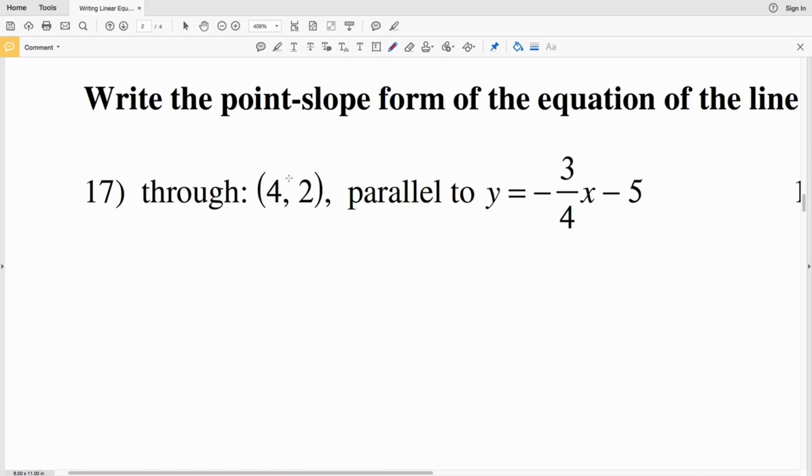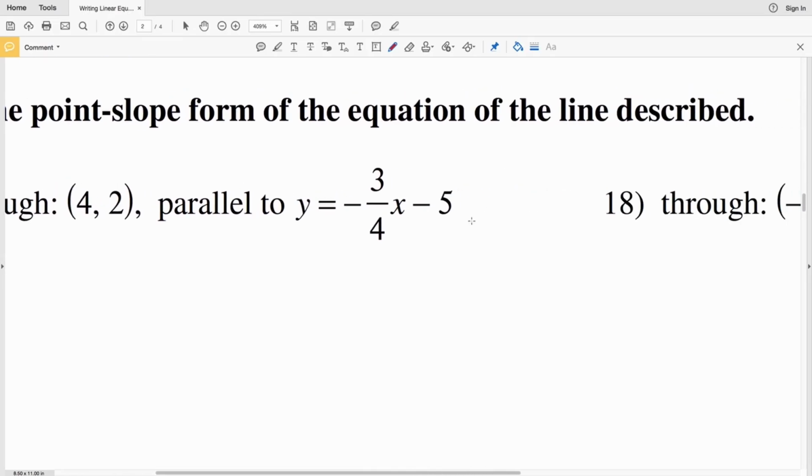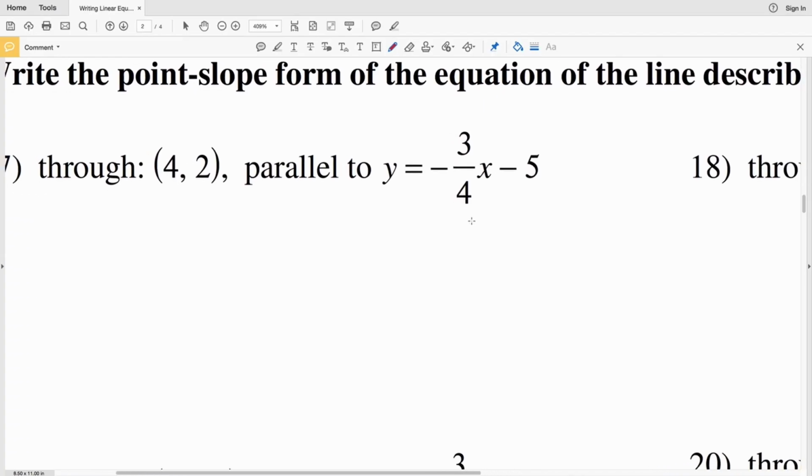And now on to the last video for the writing linear equations worksheet on the Kuta Software website. I'll leave a link in the description below on how to get to that. But in this video, we're going to write the point-slope form of the equation of the line described.